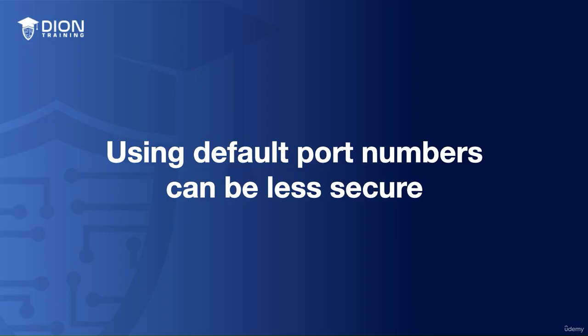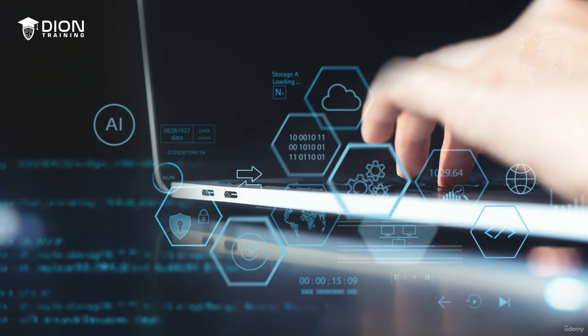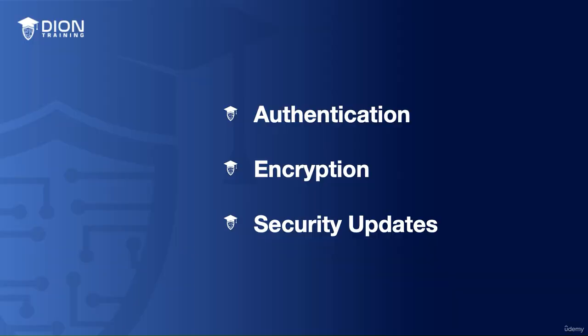Using default port numbers can be less secure because malicious actors often target these well-known ports in their attempts to exploit vulnerabilities. By using non-standard port numbers, such as by assigning port 8888 to your web server instead of using port 80, you can make your services less predictable to some extent and more challenging for attackers to find and target. However, it's important to note that while changing port numbers can add a layer of obscurity, it should not be considered a substitute for more robust security measures such as a strong authentication, encryption, and regular security updates.